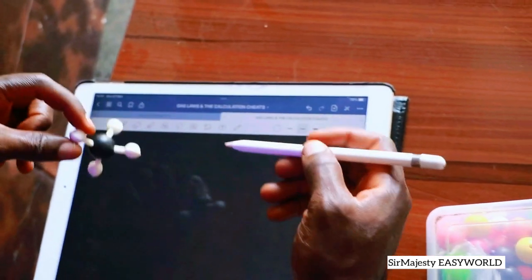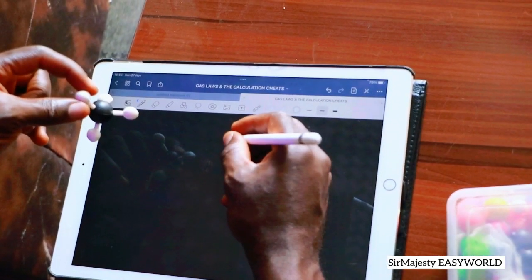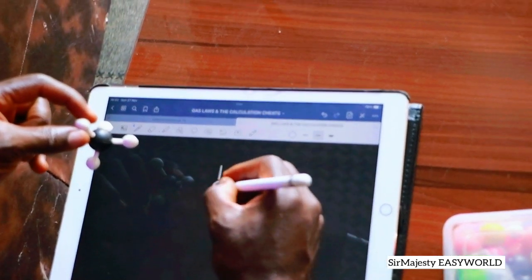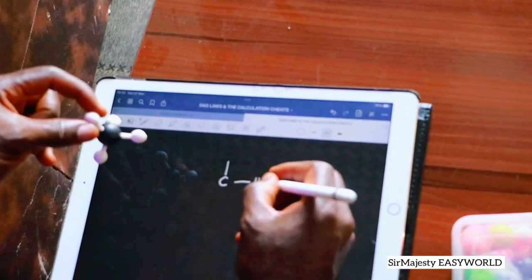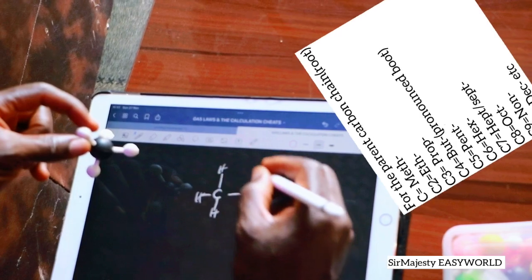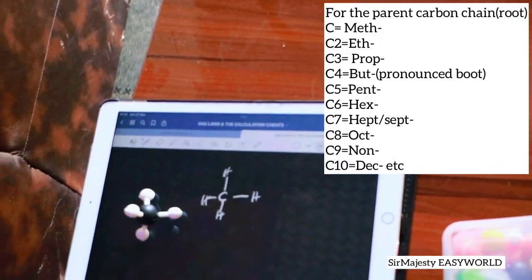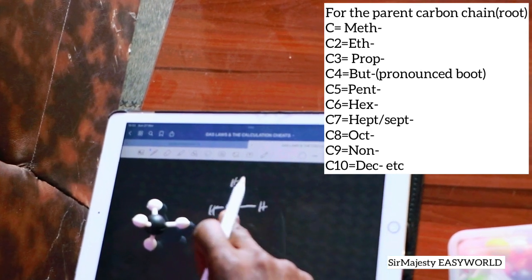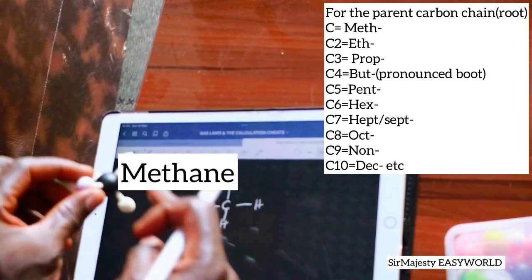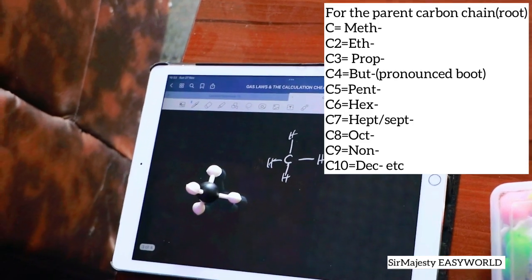Okay, so now if I want to draw it, to represent it, we have this. This is C. Then here, hydrogen, hydrogen, hydrogen on a flat surface. But this is the normal orientation. And by naming, since there is only one carbon, which is meth, we call it methane because there is only one carbon. So now you have seen the basics.